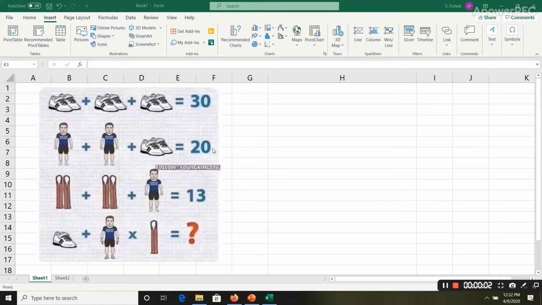Okay, this has been making its rounds around Facebook and on the internet, and it seems to have a tough answer to it. So let me see if I can overthink this thing a bit. Let's take that first equation.